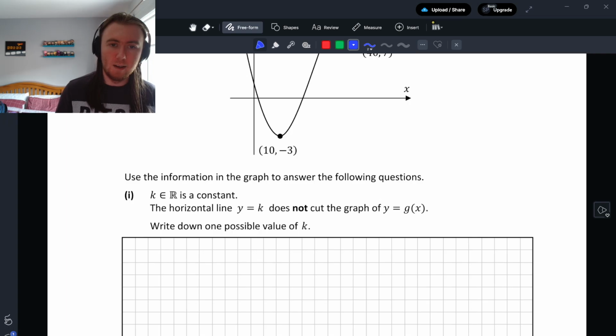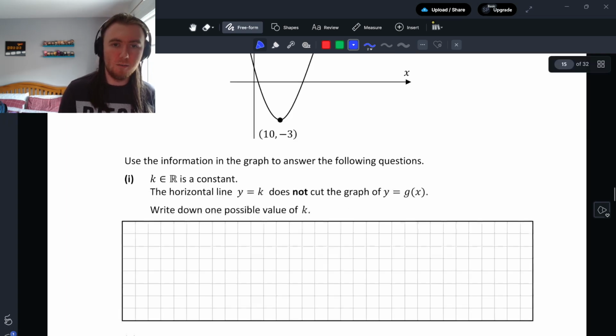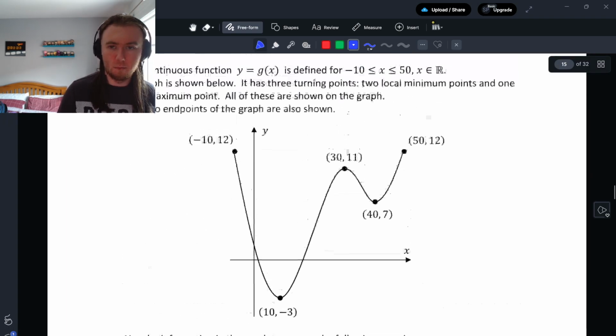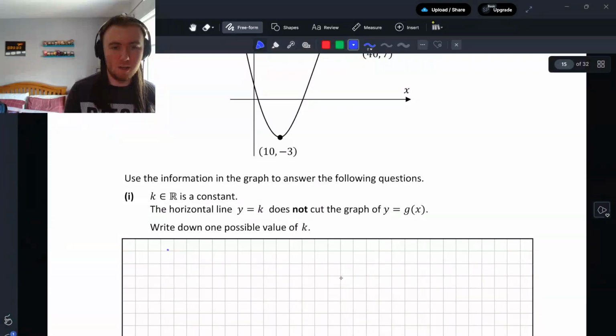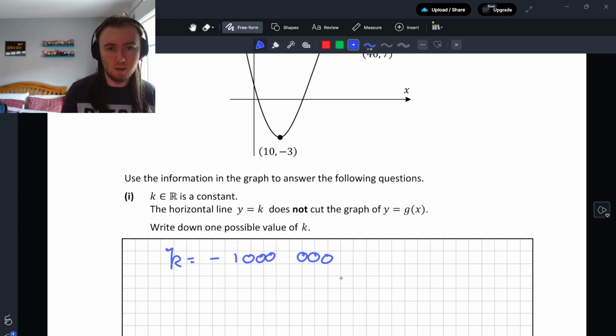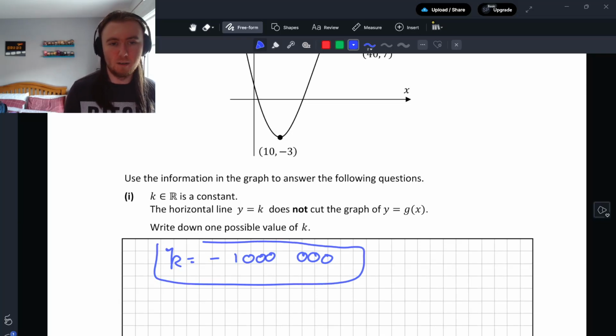So now it has to be below -3. So I'm just going to say k equals -1,000,000, because y equals -1,000,000 is somewhere down here, and it clearly is not going to cut that. And it says one possible value, so why not just pick a completely silly one?